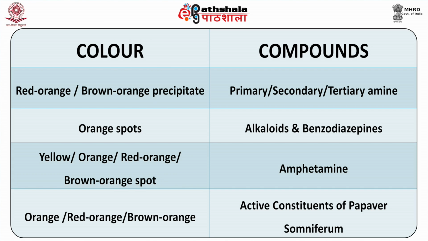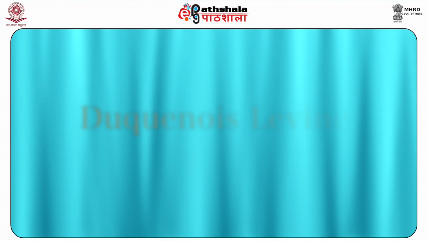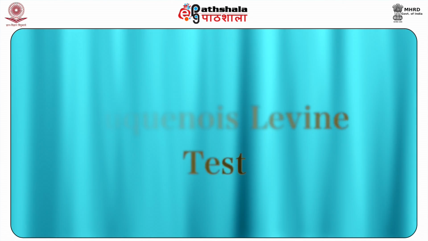For yellow orange, red orange or brown orange spot, amphetamine. For orange or red orange or brown orange, it is active constituents of papaver somniferum. Next comes the Duquenois-Levine reagent test.